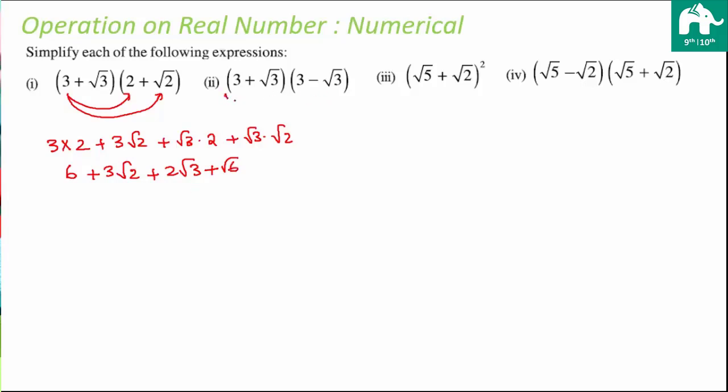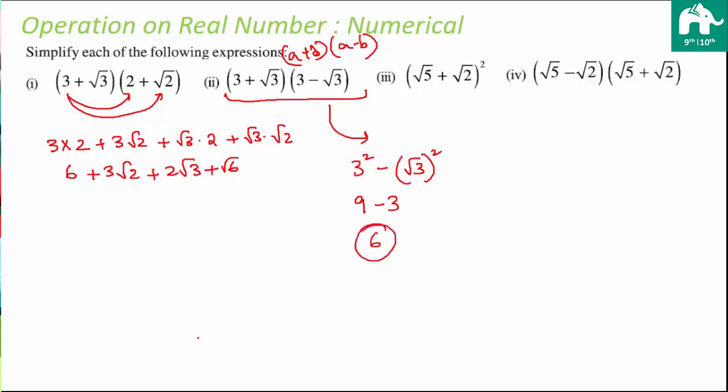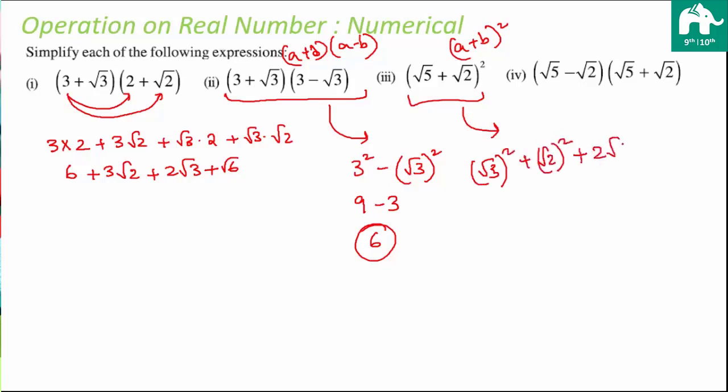That's the answer. Then you have 3 plus root 3 into 3 minus root 3, which is in the form of a plus b into a minus b, which is equal to a square minus b square. So that is 9 minus 3, which is equal to 6. Then you have root 5 plus root 2 whole square, which is in the form of a plus b whole square. And a plus b whole square is a square plus b square plus 2ab. That is equal to 5 plus 2 plus 2 root 10. That is 7 plus 2 root 10.